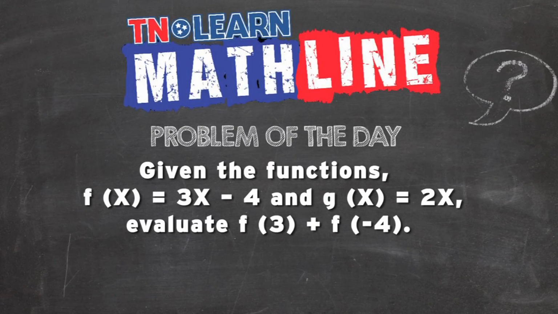Given the functions f of x equaling 3x minus 4 and g of x, which is simply a different function, equaling 2x. It says evaluate f of 3 plus f of negative 4. All right, so again, we got two functions, f of x equals 3x minus 4 and g of x equaling 2x, and we're going to do some evaluation for f of 3 and f of negative 4.